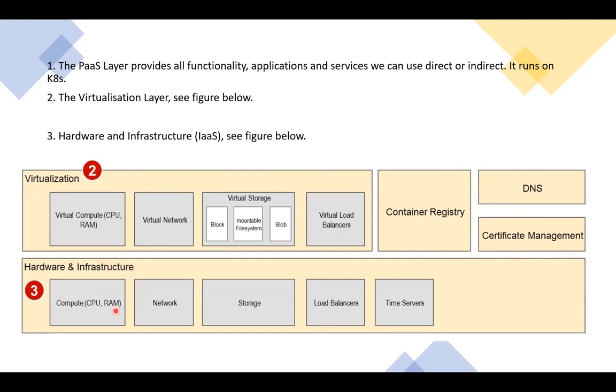And now hardware and infrastructure again: compute, CPU, RAM, the exact size of the cores and the size of the RAM, and network, everything again. And this is load balancer, time servers, etc. So these are the main components of the hardware and infrastructure.